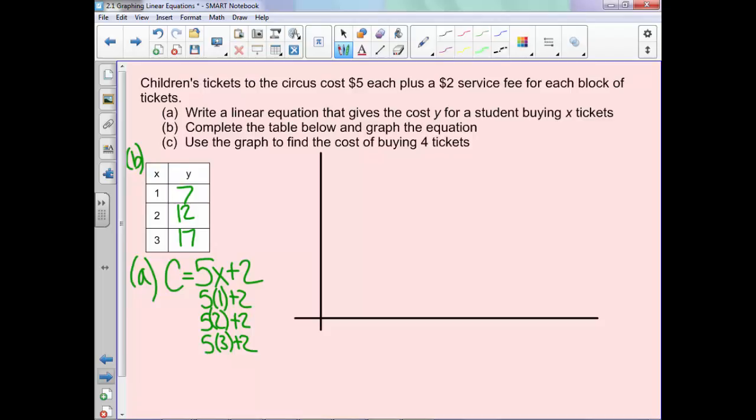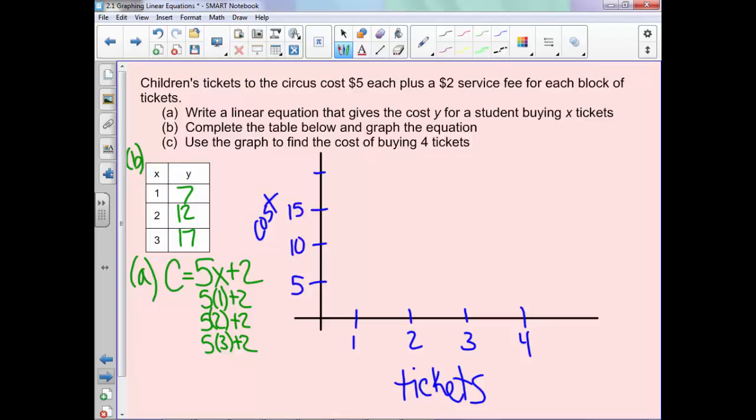And now we'll plot these. So we'll make our graph. Notice our X is the tickets, so let's go ahead and get our labels. And we're selling 1, 2, 3, 4. And then it's going to cost 7, 12, and 17. So this is our cost over here. And you can go up by whichever units once again. So I'll just start with 5, 10, 15, 20.